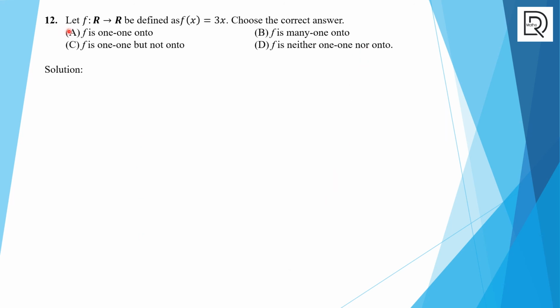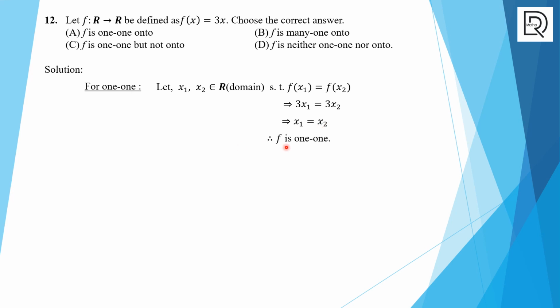Next, question number 12. This is our last question of this exercise. Let f from R to R be defined as f(x) = 3x. Choose the correct answer: f is 1-1 onto, f is many-1 onto, f is 1-1 but not onto, f is neither 1-1 nor onto. So for 1-1, let x1, x2 belong to R such that f(x1) = f(x2). So this implies 3x1 = 3x2. This implies x1 = x2. So therefore f is 1-1.